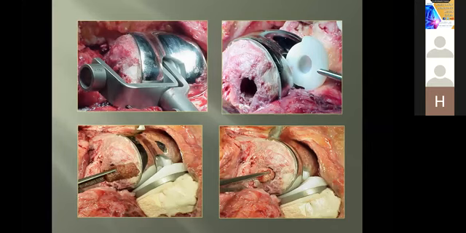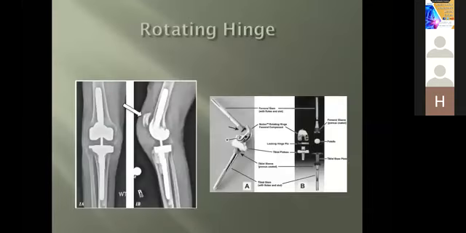For patient proprioception, the patient will be much less satisfied than patients with a rotating hinge. But on the other hand, if we are talking about stability, this is much more stable than the rotating hinge. This is the rotating hinge, which allows some degree of internal and external rotation, and allows, of course, flexion and extension.